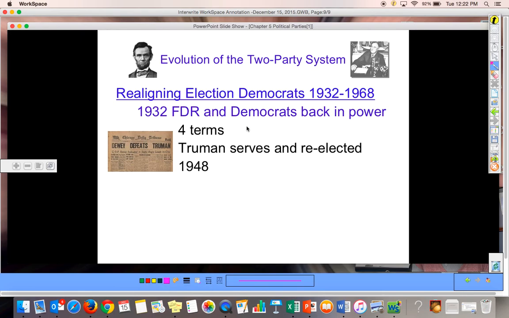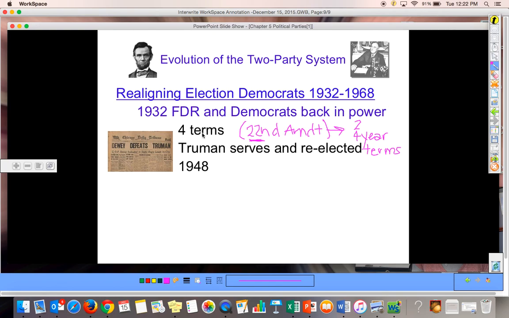Shortly after this, I do want you to know that the 22nd Amendment was added after the death of Franklin Roosevelt, and the 22nd Amendment said that a president can only serve 2 4-year terms. And so that is what the 22nd Amendment is, as a direct result of FDR.